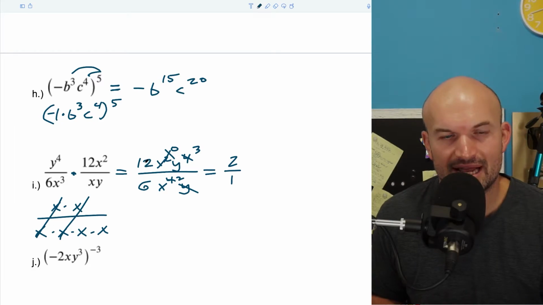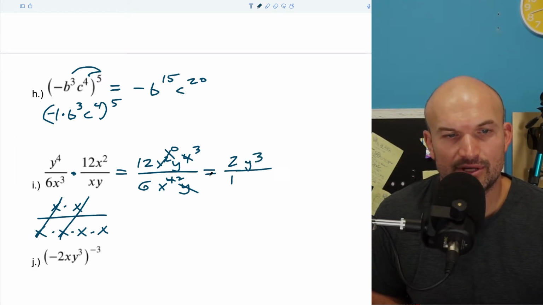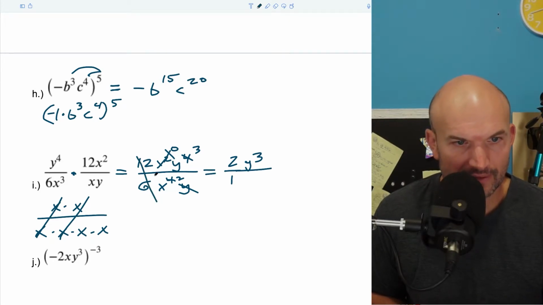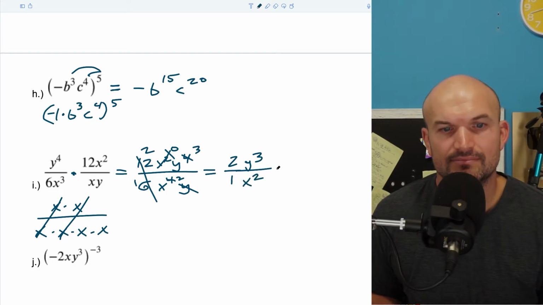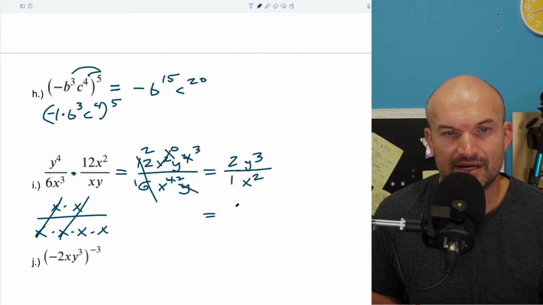Okay, so now what I'm going to have is x to the 0, which is just 1. So that'd be y cubed, and then that's going to be all over 2 over 1 reduces, and then this is going to be an x squared. So my final answer, I'll just write it a little bit better, is going to be 2y cubed over x squared.